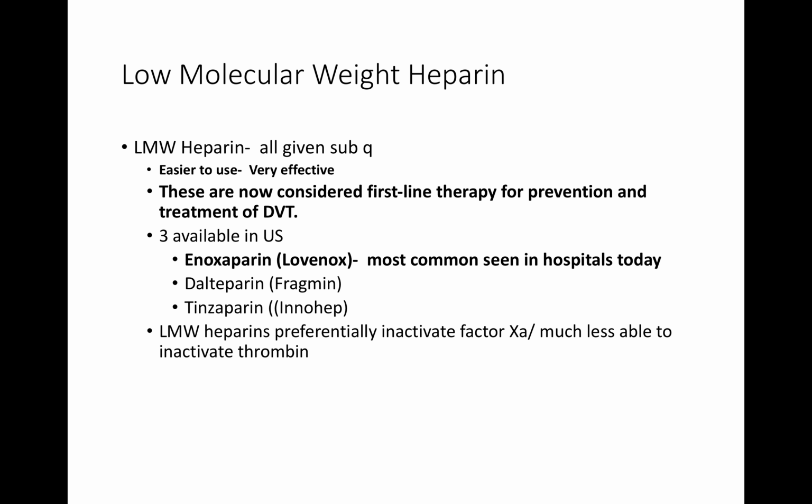If you're in the hospital at all, half the people in there are on bed rest. They will give them Lovenox because they don't want them to get deep vein thrombosis from just laying there and the blood being stagnant. Low molecular weight heparins preferentially inactivate factor XA, much less able to inactivate thrombin.